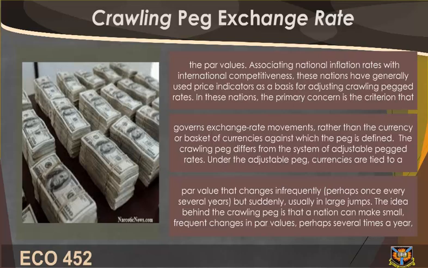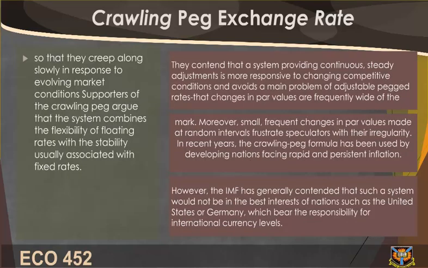The crawling peg differs from the system of adjustable peg rates. Under the adjustable peg, currencies are tied to a par value that changes infrequently, perhaps once every several years, but suddenly, usually in large jumps. The idea behind the crawling peg is that a nation can make small frequent changes in par values, perhaps several times a year, so that they creep along slowly in response to evolving market conditions.